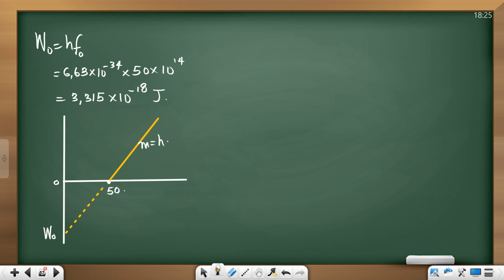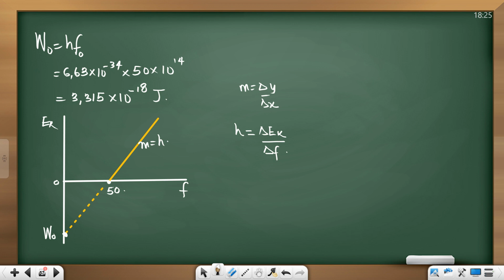Because I can talk about 0.2 and 0.1. We're looking for gradient. So, gradient would be equal to what? Change in kinetic energy or change in Y, repeating what I did earlier on. Change in Y over what? Change in X. This is EK and this is what? Frequency. But what do I know as my gradient? H. And this is change in what? Kinetic energy over change in frequency.